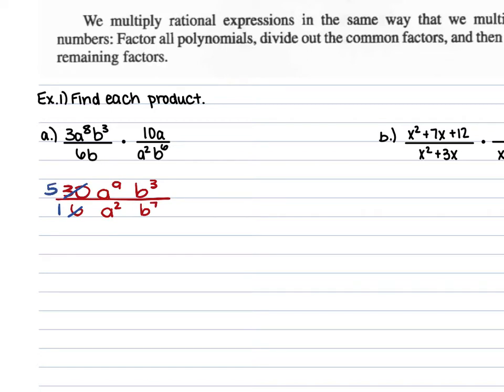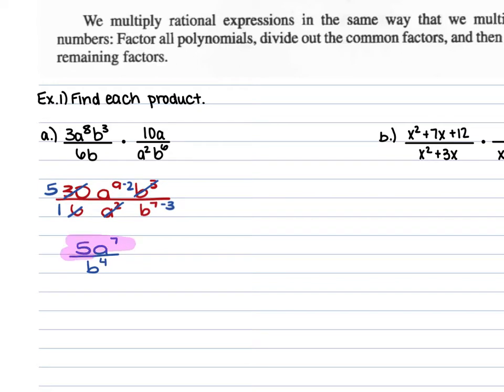The a to the 9th power over a squared, we're going to subtract 2 from 9 to get a to the 7th power. That b cubed over b to the 7th power, your bigger power is on the bottom, so it's going to stay on the bottom, and you're going to subtract those two powers. So the top one cancels out, and we'll subtract 3 from the power of 7 on the bottom. So this is simplifying to be 5a to the 7th power over b to the 4th power.